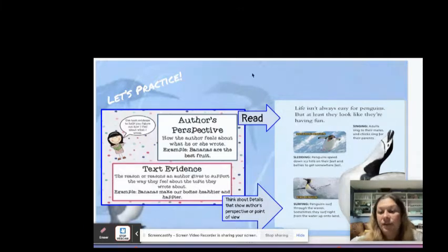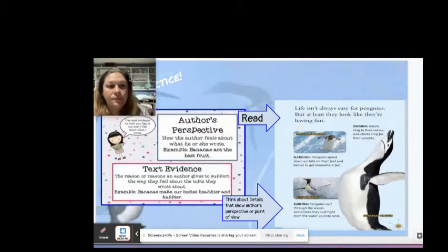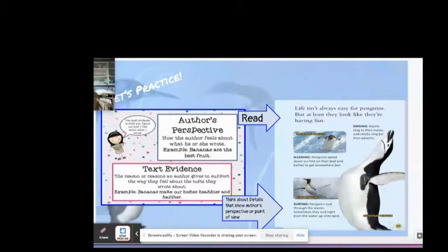Let's practice doing this. So, let's read this page. Life isn't always easy for penguins, but at least they look like they're having fun. Singing. Adults sing to their mates and chicks sing for their parents. Sledding. Penguins speed down icy hills on their feet and bellies to get somewhere fast. Surfing. Penguins surf through the waves. Sometimes they surf right from the water up to the land.